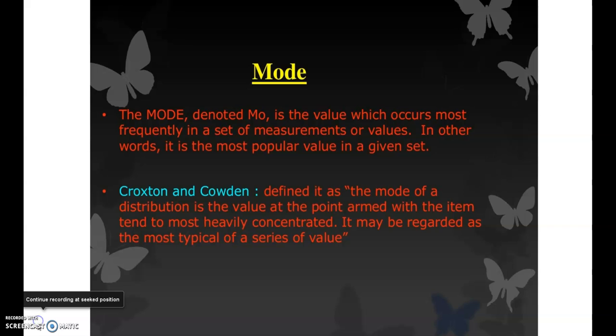Okay. Next, average is mode. Mode is the most appropriate measure. Mode, denoted MO, is the value which occurs most frequently in a set of measurements or values. In other words, it is the most popular value in a given set. According to Croxton and Cowden, the mode of a distribution is the value at the point around which the items tend to be most heavily concentrated. It may be regarded as the most typical of a series of values.